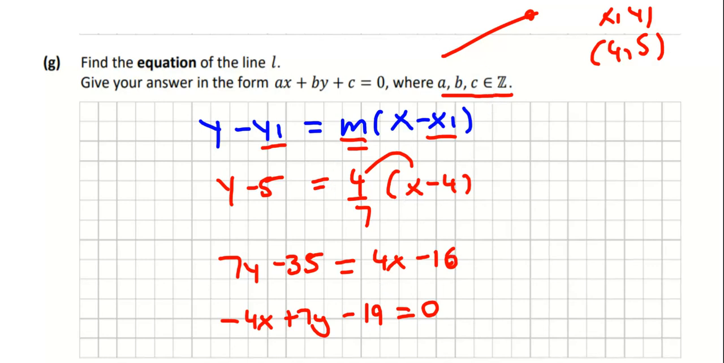They can be positive or negative. Another possible answer is to multiply both sides by minus 1. And you get 4x minus 7y plus 19 equals 0. I think either of those two answers are perfectly acceptable.